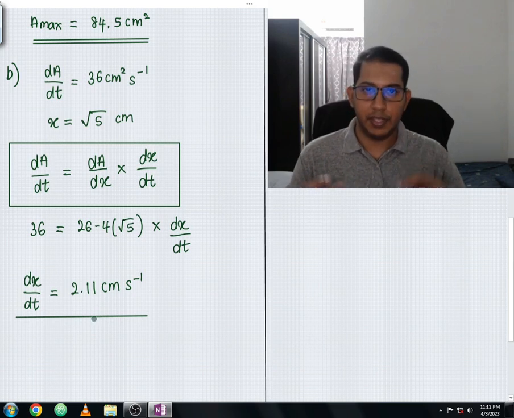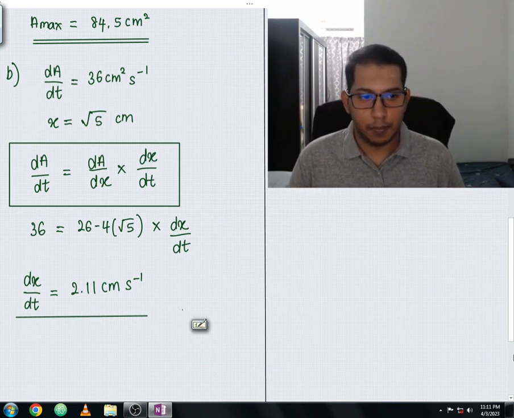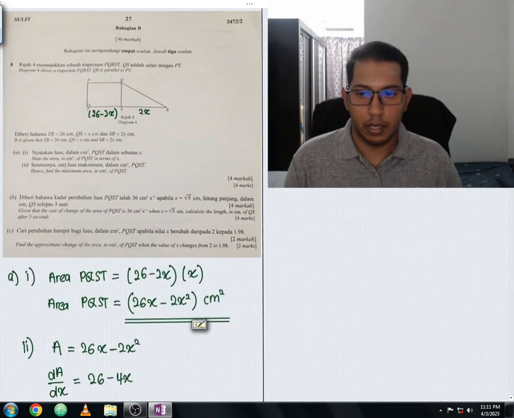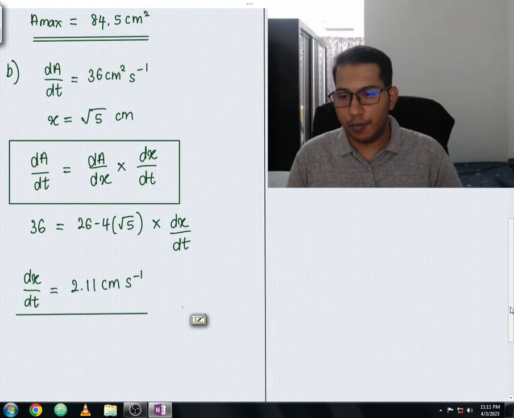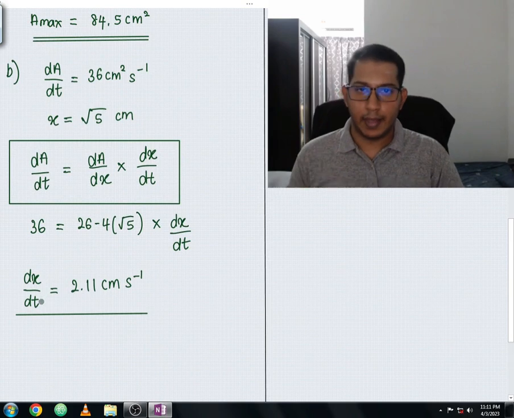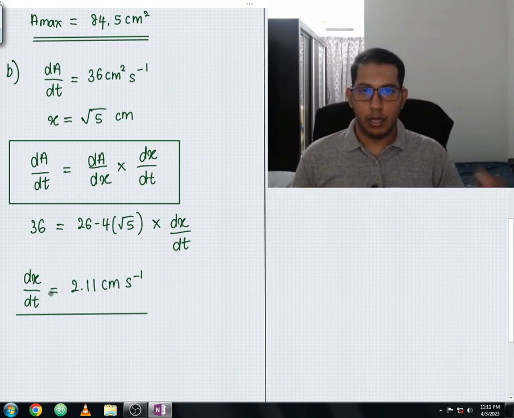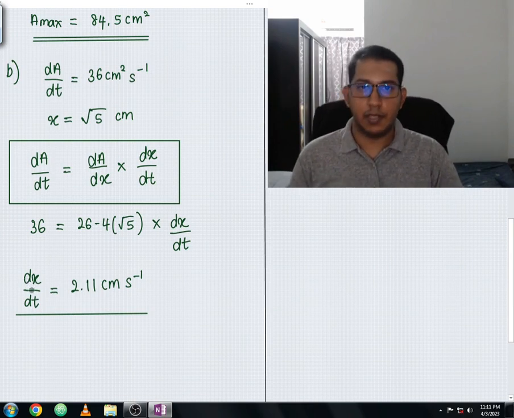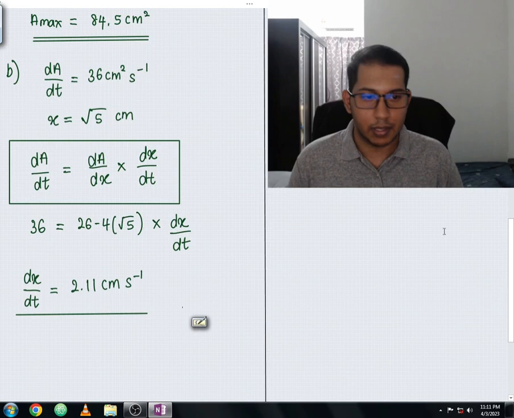But then the question already gave us the clue that to find the length of QS after 3 seconds, that means you need to find the equation of x in terms of t. So how are you going to do that? We're going to integrate this with respect to time. Since we got here the differentiation of x with respect to t, now we need to form an equation of x in terms of t. So for that we need to perform the integration.